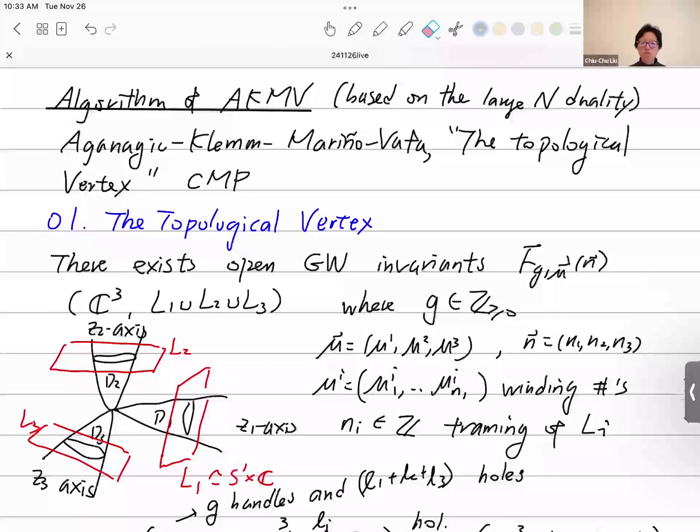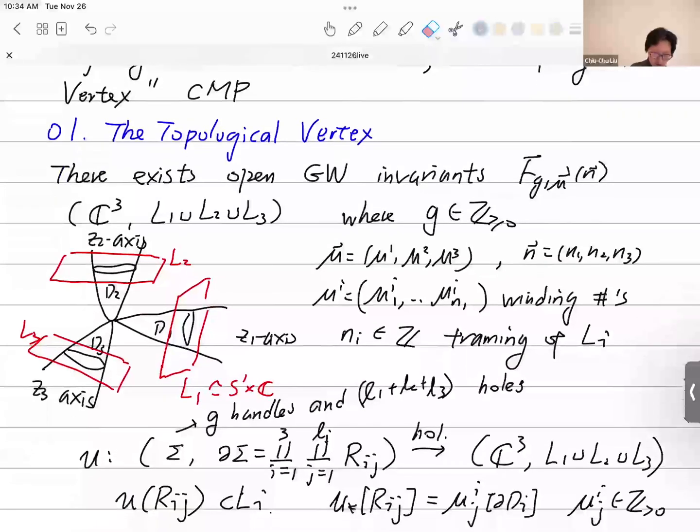So let me first describe the algorithm proposed by Aganagic, Klemm, Mariño, and Vafa, the topological vertex. As I mentioned last week, it is based on the large N duality relating topological string on Calabi-Yau threefolds and Chern-Simons gauge theory on 3 real manifolds. So this is what they propose. So they propose that there exists open Gromov-Witten invariants. So what do they count?